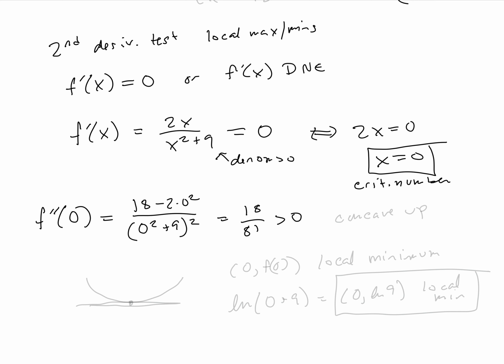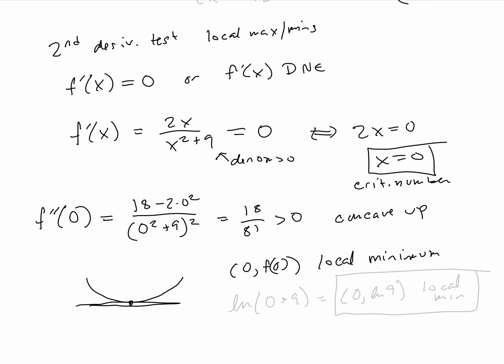So because it's greater than 0, that means that we're concave up. Concave up is a shape like this, and we've got a critical value at that shape, so that means that the point 0, f of 0, is going to be a local or relative minimum. Because from the second derivative test, if x equals c is a critical value and we're concave up over that interval, then that point is a local minimum.